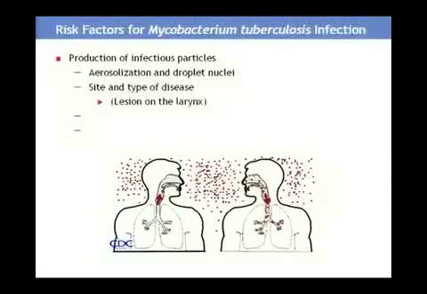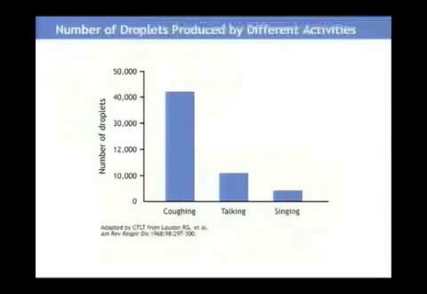We talk here about a lesion on the larynx. An individual who has laryngeal TB is very likely to expel many small particles into the air. What you see here are the number of droplets produced by different activities. This was a very nice study done by Loudon in the 1960s in the US. What you see first is the number of droplets produced by coughing, talking, and singing. When a person coughs, that is when the most droplet nuclei containing tubercle bacilli are expelled into the air. Next is talking, and very few bacilli are expelled when we sing.